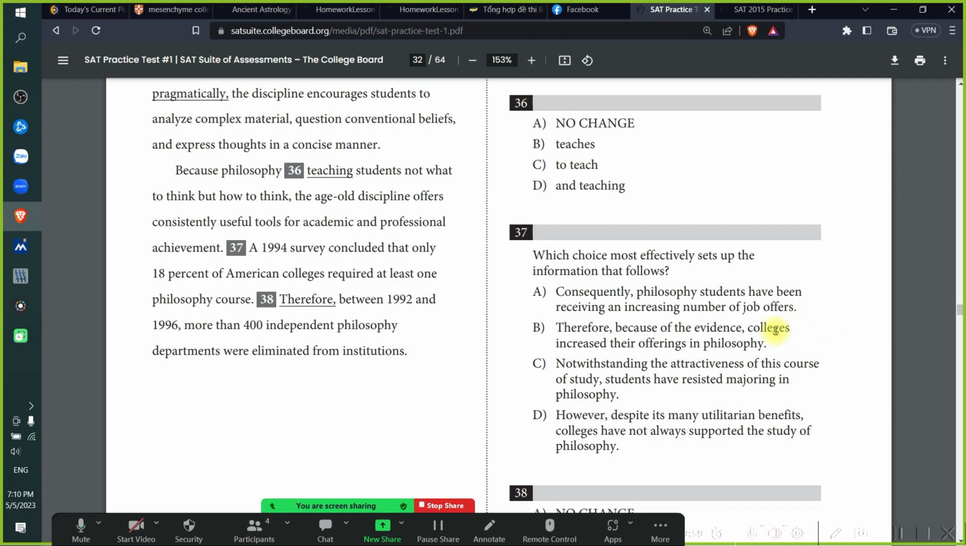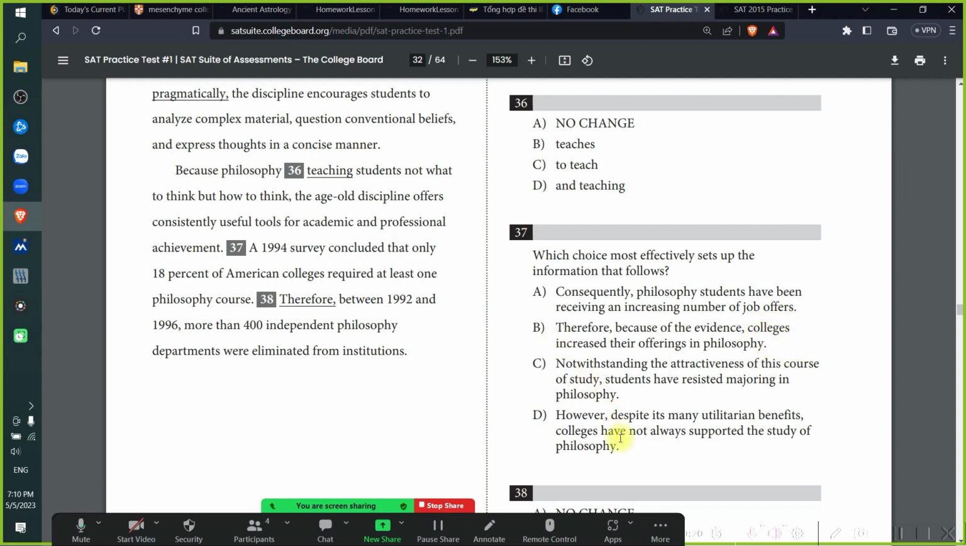B. Therefore, because of the evidence, colleges increase their offerings in philosophy. Vì thế, bởi vì cái bằng chứng này, những cái cao đẳng đại học đã gia tăng cái sự mà cho phép học sinh học ở môn triết học. Những cái sự cho phép ở môn triết học.